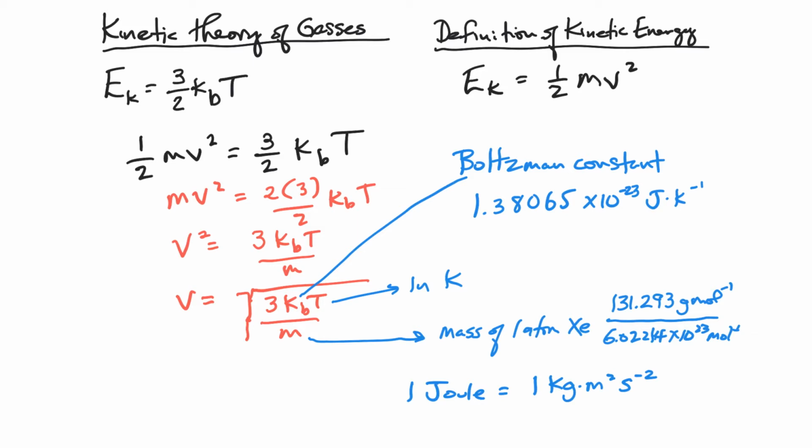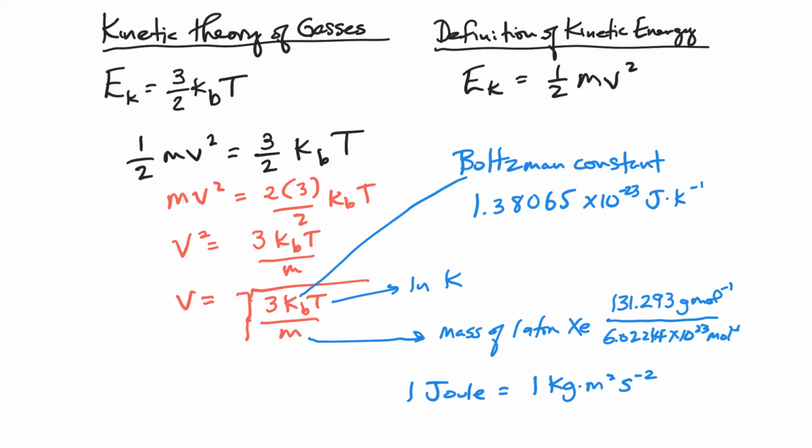So I derived the formula in red here. I multiplied by 2, so I have 2 on the right side. Now I divided by m. Now I have v squared equals. Then I took the square root. So here is the formula we're going to start filling in: v equals the square root of 3 times Boltzmann's constant times temperature in Kelvin, over mass.